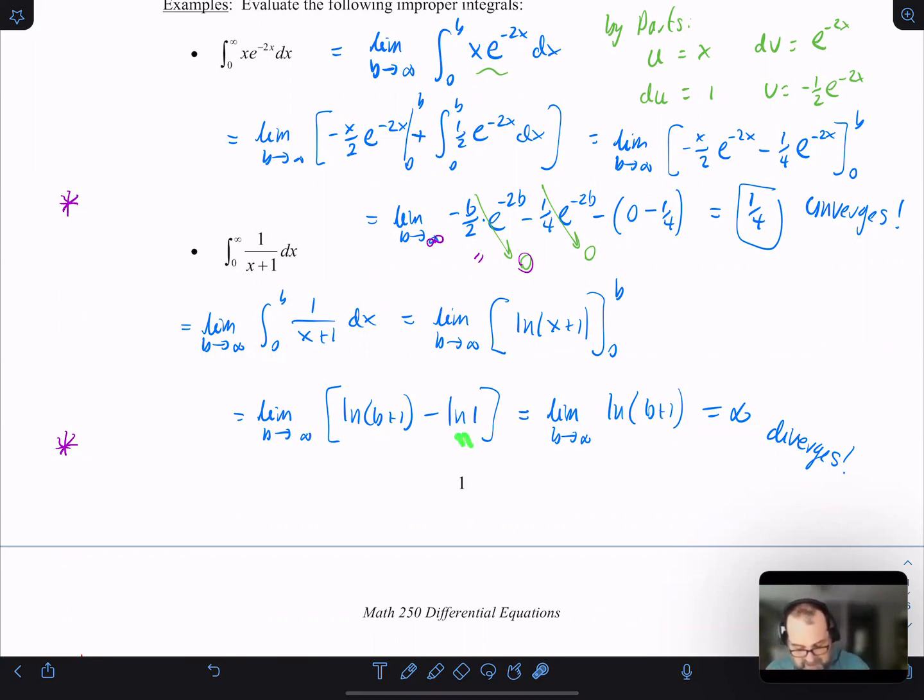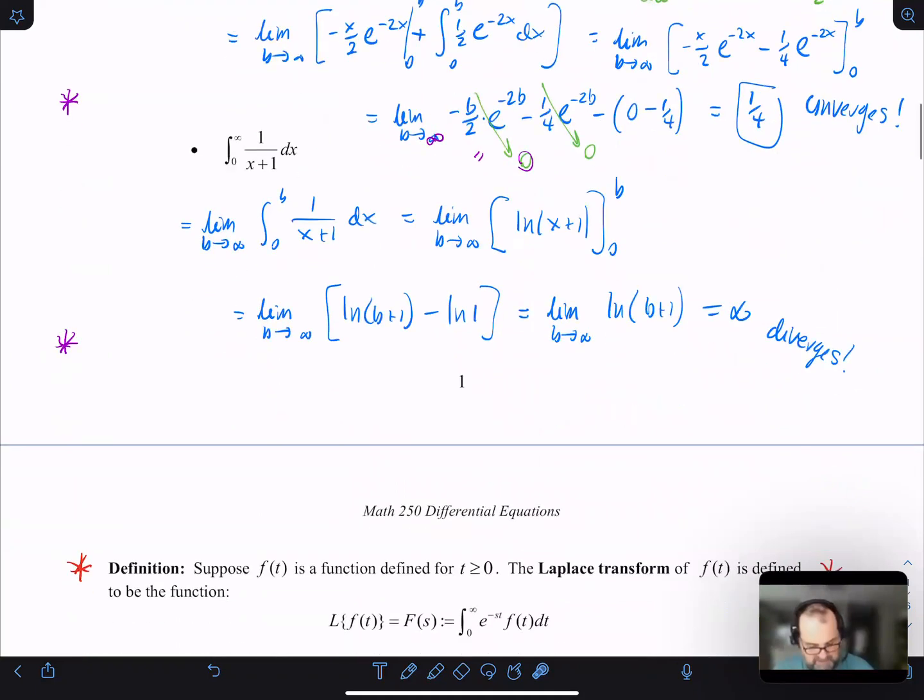Of course, ln of 1 equals 0, so this goes away, and we just have the limit as b goes to infinity, ln of b plus 1. So we should know our ln graph. The ln graph does something like this and goes to infinity slowly, but it does go to infinity as b goes to infinity. So this goes to infinity. Since this is not a finite result, this is a divergent improper integral. So give one of those a go on my open math as well.